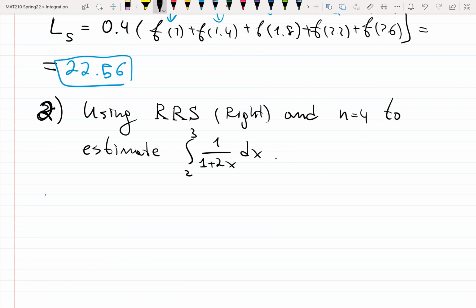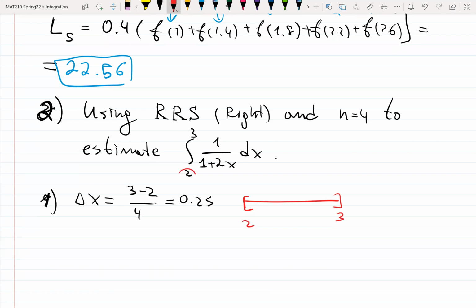Okay, step 1. Delta x is 3 minus 2 over 4. It is 0.25. And you can make a sketch. We are working from 2 to 3. I see it from the integral; that's where I got 3 and 2 from. It's the interval of integration, so that's the interval we're using. We have 4 intervals, 1, 2, 3, 4, and the step size is 0.25, so the points are going to be 2.25, 2.5, 2.75, and 3.